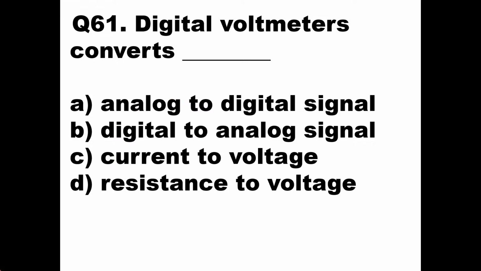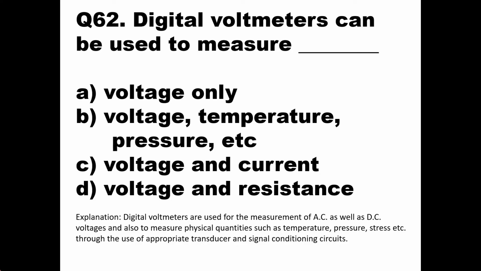Question number 61: Digital voltmeters convert. Now, digital voltmeters will convert what? Analog to digital signal, or digital to analog signal, or current to voltage, or resistance to voltage. Obviously, digital voltmeters will give you a digital output, so it is converting analog to digital signal. So option A is the right answer. Here, digital voltmeter converts analog to digital signal. Then we'll go to the next question.